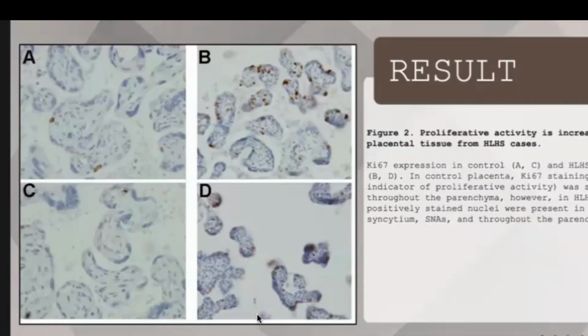They next looked at the proliferative activity, which showed that in the CHD subtype, there were a lot more terminal villi that had proliferative activity compared to the controls.